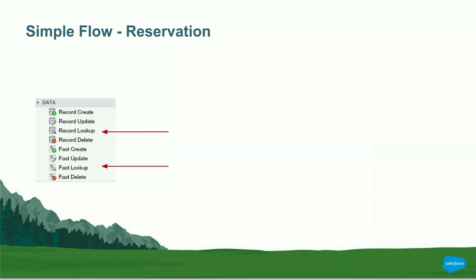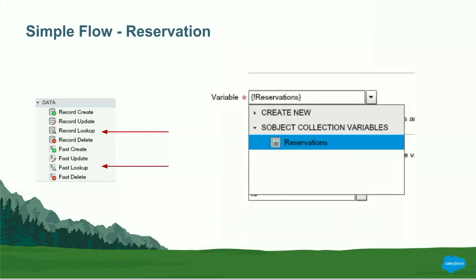Why have I used a fast lookup instead of a record lookup? This is because with fast lookup, we can retrieve a list of elements. However, with record lookup, we can only get the first record that matches the filter criteria.